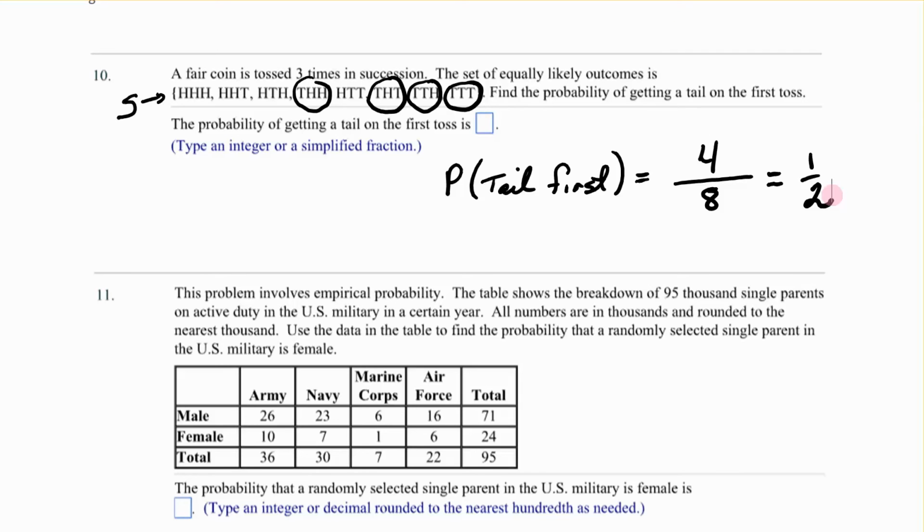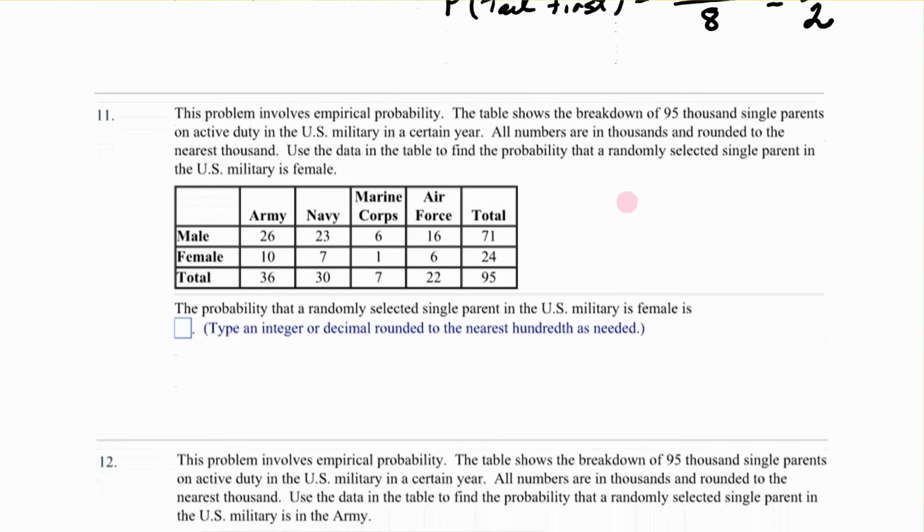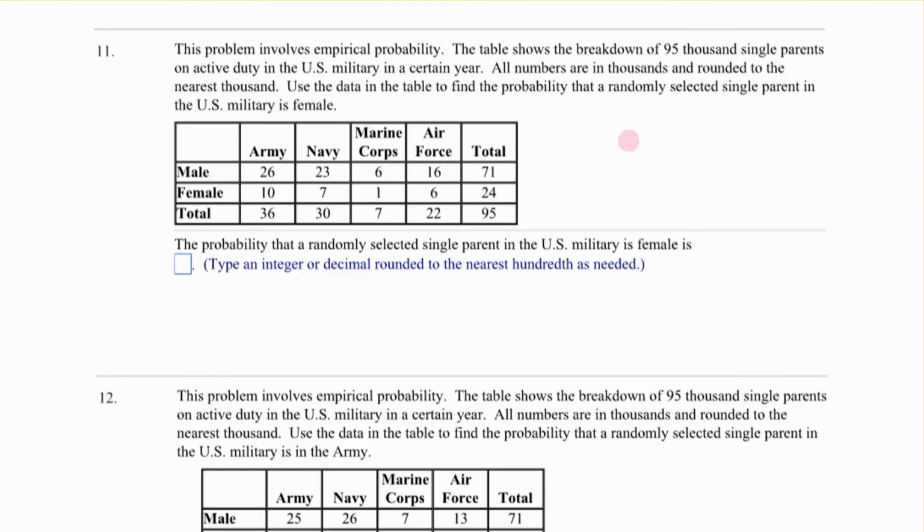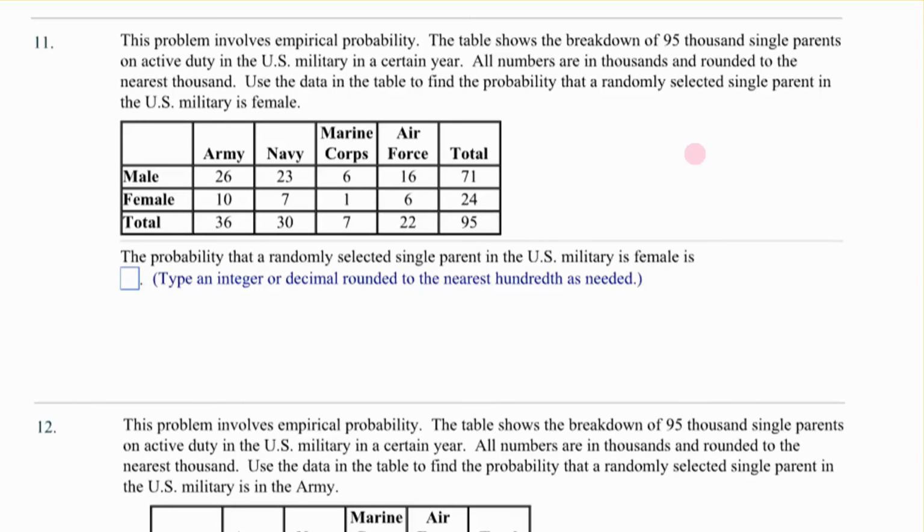All right, now we're going to move into empirical, where we are making our decisions based on observations, not just based on the number of ways things can happen. So in one way, this might be a little bit more involved. Let's take a look. This problem involves empirical probability.